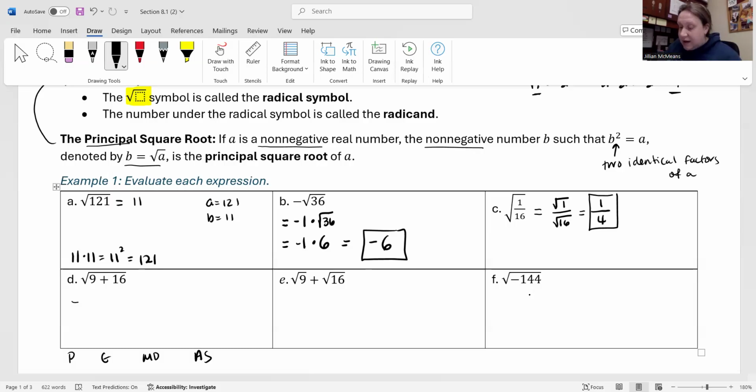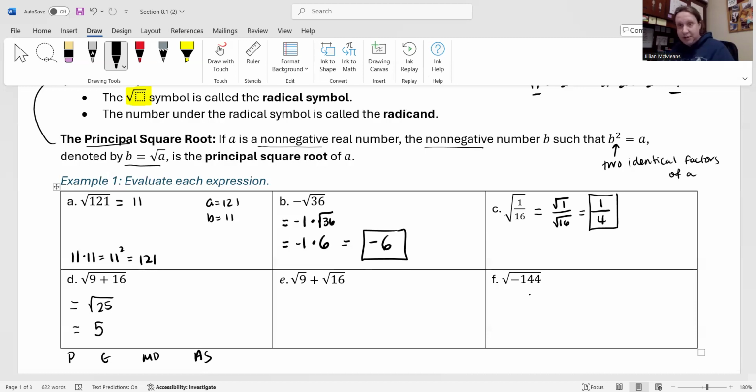So when we add here, we get 9 plus 16, which, if you need a calculator, grab your calculator, but 9 plus 16 is 25. And then we want the square root of 25. Well, we want one of two identical factors of 25. If I take 5 and multiply them, they're identical. They give me 25. So that tells me the principal square root of 25 is just 5. Okay, so in part D, we add first, do the square root second.